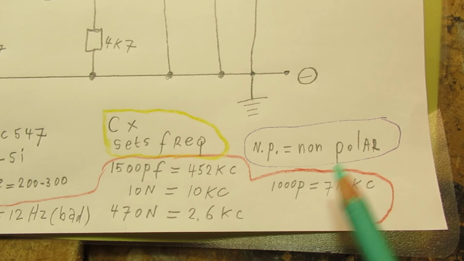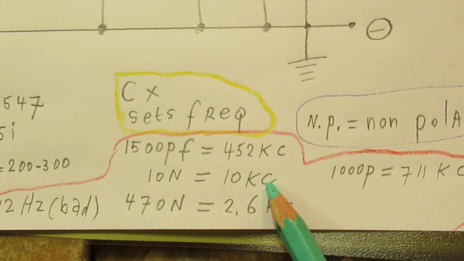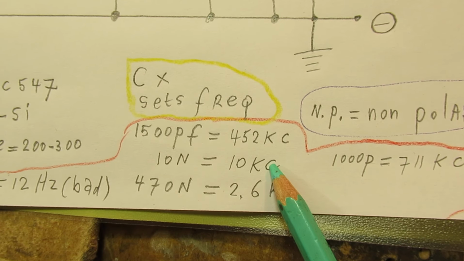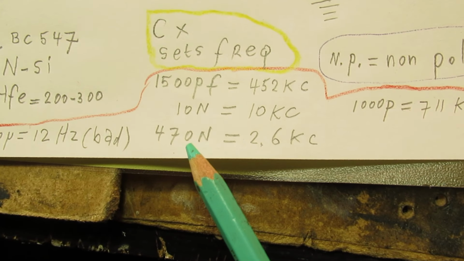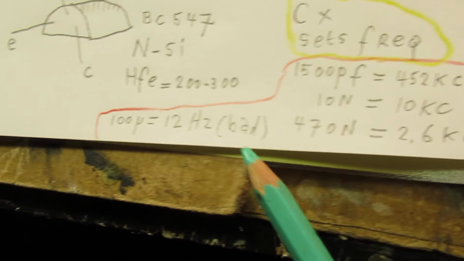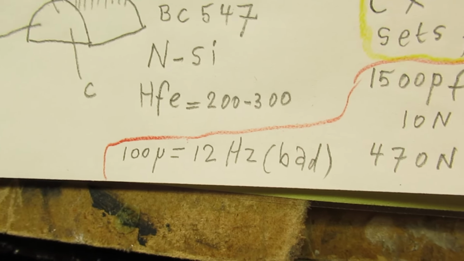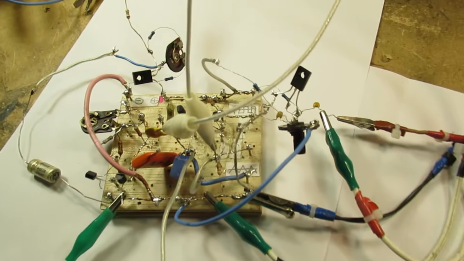NP means non-polar. 1500 picofarad, we are on 452 kilocycles. 10 nanofarad, we are on 10 kilocycles. 470 nanofarad, that is 0.47 microfarad, we are on 2.6 kilocycles. And with 100 microfarad, we are on about 12 hertz. But the waveform is very bad. Well, let me show it.